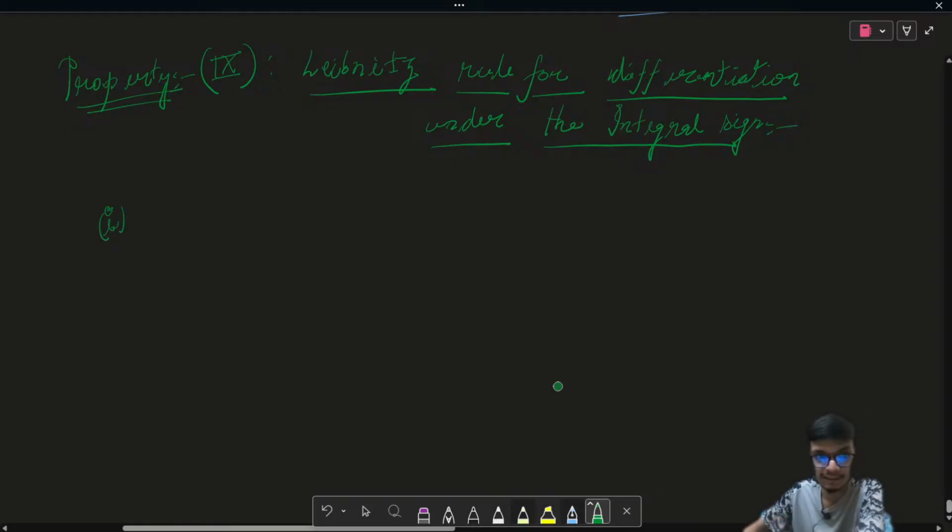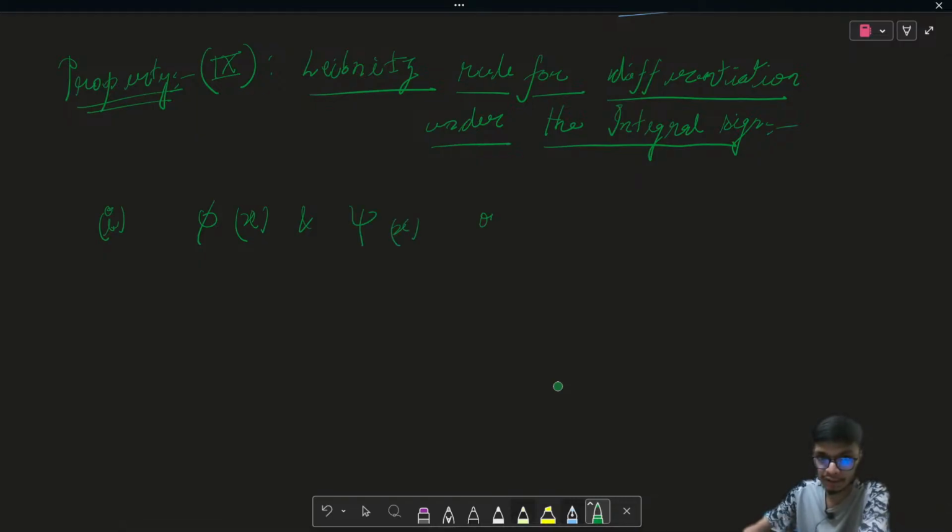So let's say I take a very simple function. Let us say I have phi of x and psi of x, two functions defined on the interval from a to b, continuous on the closed interval and differentiable on the open interval. Let us say there is some value x lying between a and b.